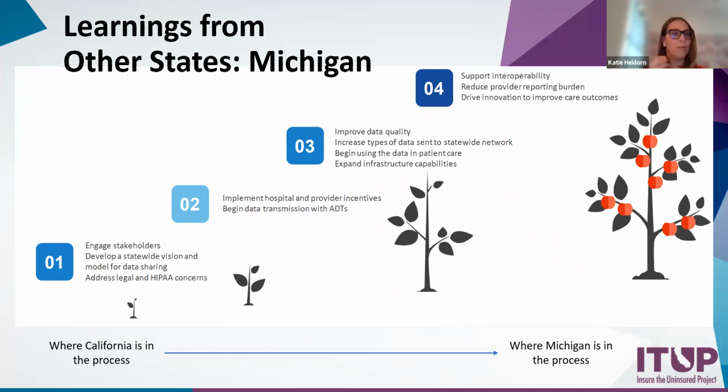We're at 01. We're engaging stakeholders, developing that statewide vision, addressing legal and HIPAA concerns, all of which is actually really complicated. And then we get to step number 2, right? What we just talked about: implement hospital and provider incentives and begin transmission with hospital level data. So that's all going to start in about a year.